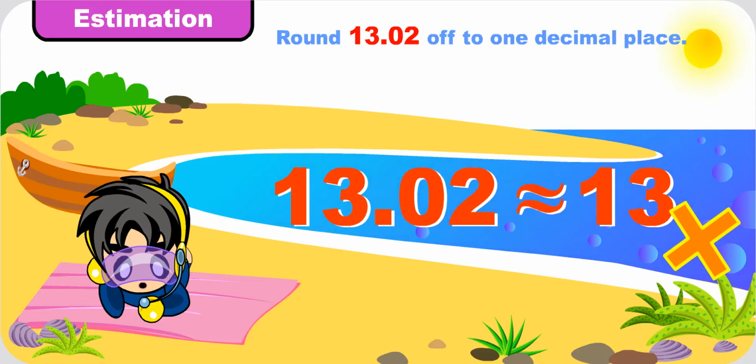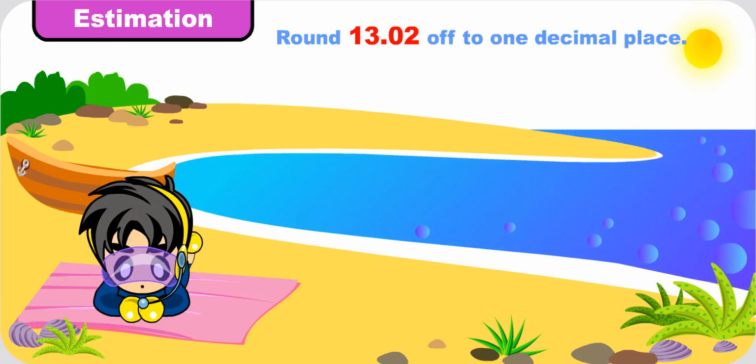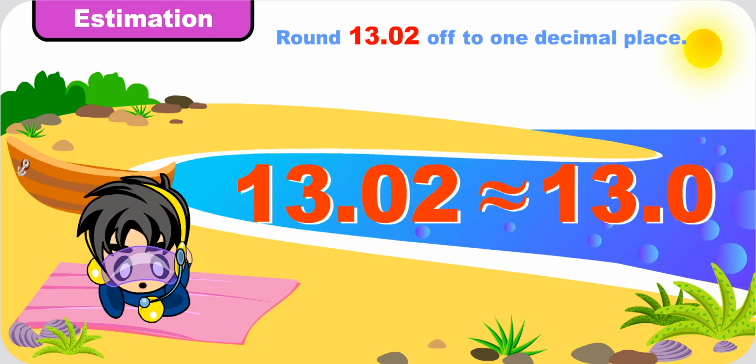Why, teacher? The working is correct, but the answer you gave is wrong. When we round a decimal off to one decimal place, we must write out its tenths digit even if it's a 0. I see, teacher. So the answer should be 13.0 and not 13. Good. Let's go on to the next activity.